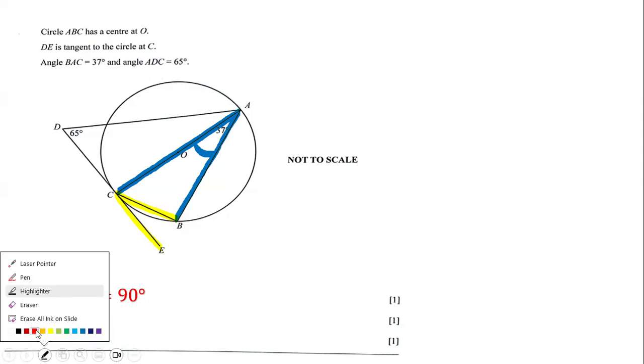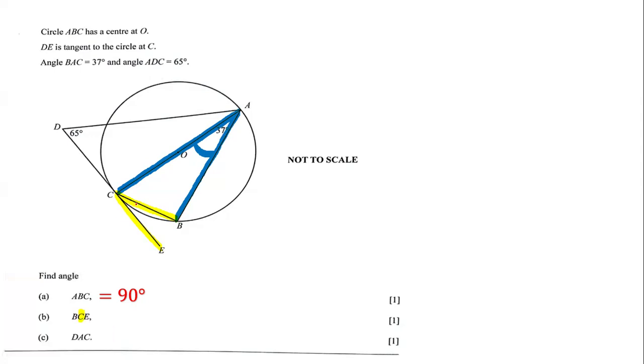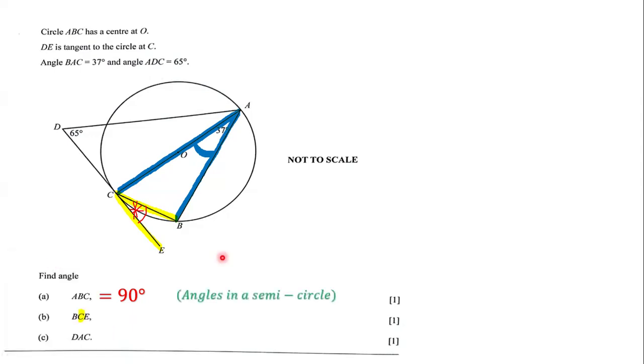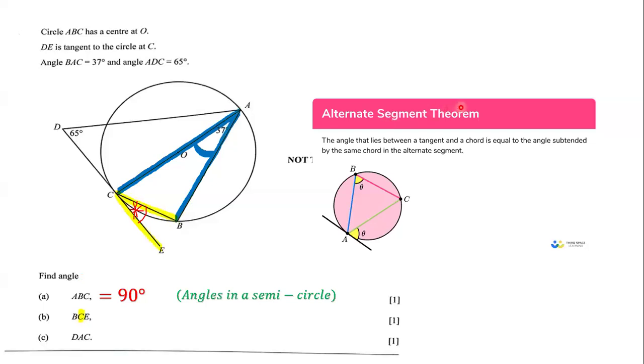And so we have to figure out what is the measure or the size of this angle right there. Let me put an asterisk here. So you need to figure out what is the size of that angle. Now, in order to do that, we are going to use this theorem, the alternate segment theorem. The alternate segment theorem says that the angle that lies between a tangent and a chord is equal to the angle subtended by the same chord in the alternate segment.